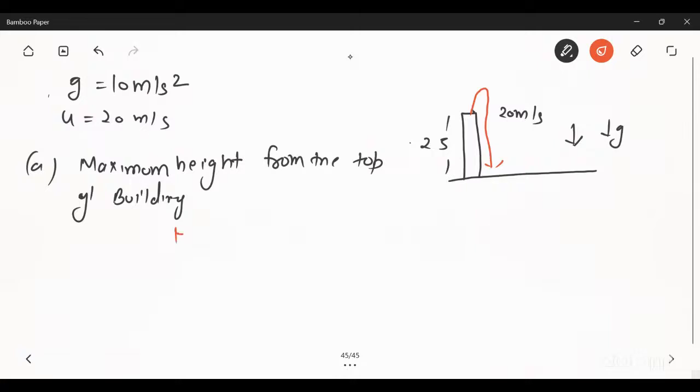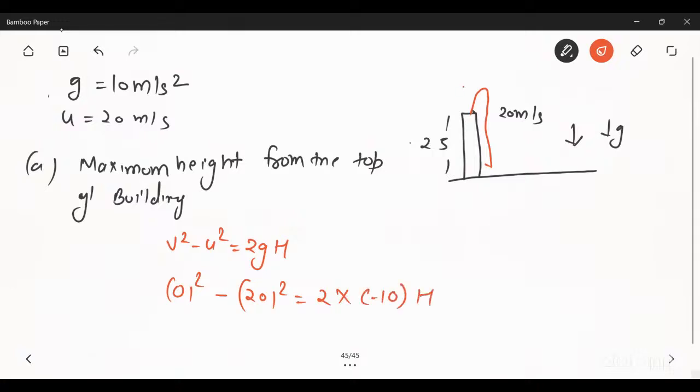V square minus U square is equal to 2GH. We know that V is 0, so we will take V as 0. U is 20, so 20 square is equal to 2 into g into H. In that case, we will take g as minus 10 because the ball is moving upward and acceleration due to gravity is downward. So minus 20 H is equal to minus 20 into 20. Minus minus will be cancelled, 20 will be cancelled. So the height risen by the ball is 20 meter.